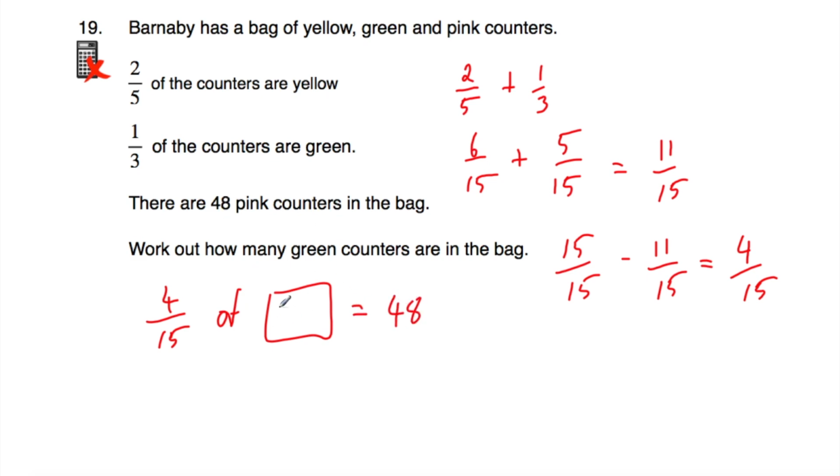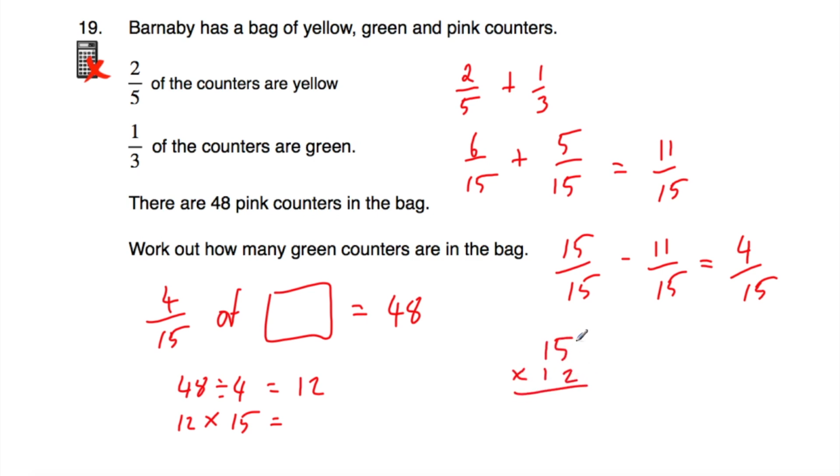So let's work out how many counters are in the bag. Because if we knew the number of counters in the bag, we would divide by the bottom and times by the top. So we're going to take the answer and divide it by the top and times by the bottom. So 48 divided by 4 is equal to 12. And then we're going to take the 12 and times it by 15. And this is a non-calculator question, so we're going to do 15 multiplied by 12 and see what we get.